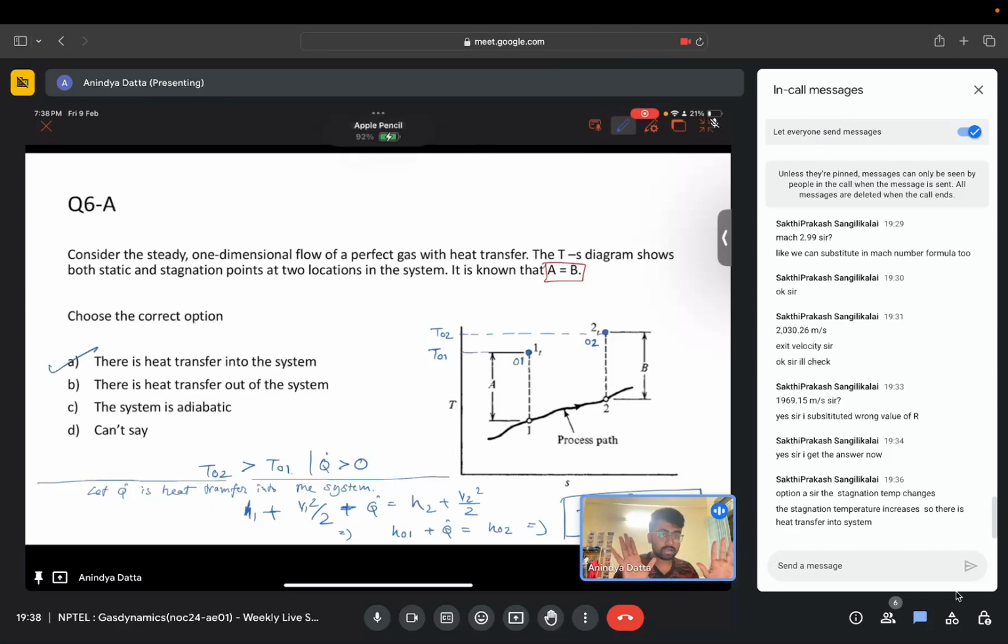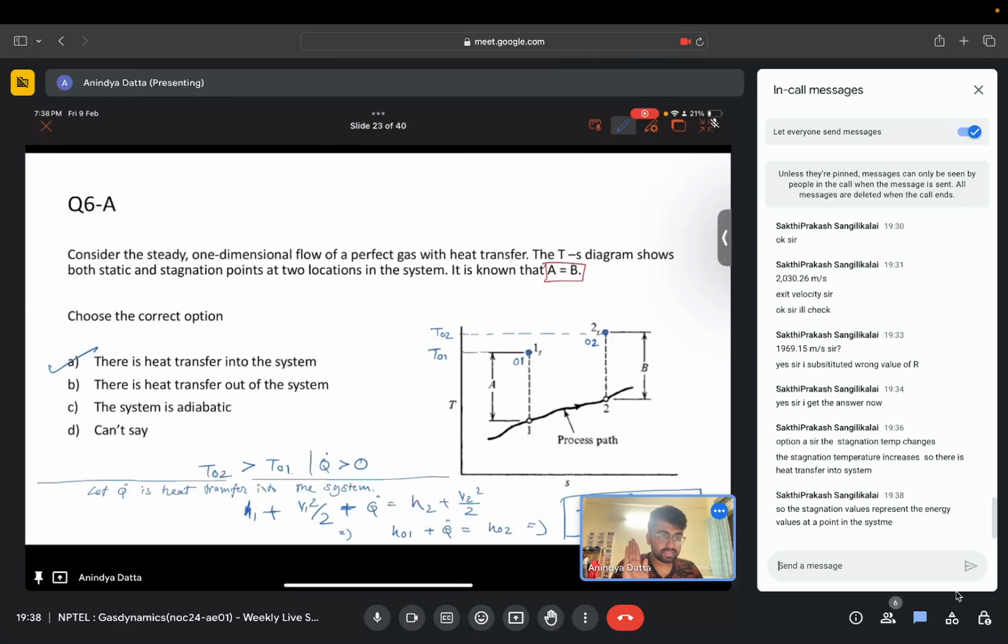Stagnation points represent the total energy, enthalpy plus kinetic energy, and that's why the term total temperature is used. The kinetic energy plus enthalpy is summed up, and we represent it in terms of temperature. Enthalpy plus kinetic energy is the total energy, which is also the stagnation enthalpy.